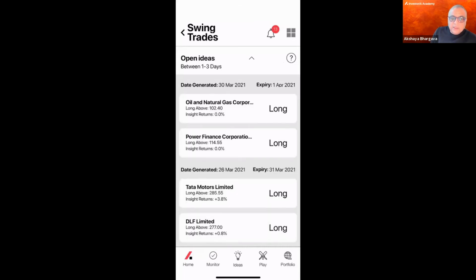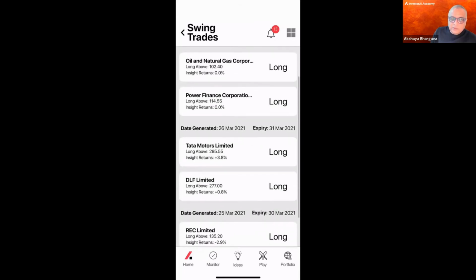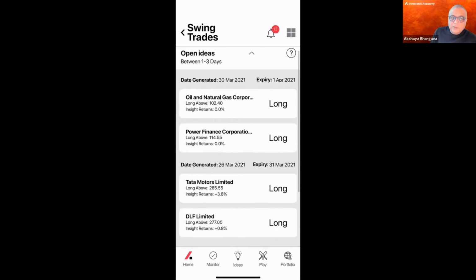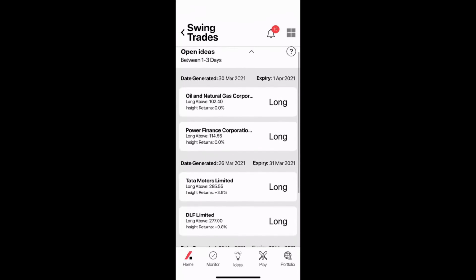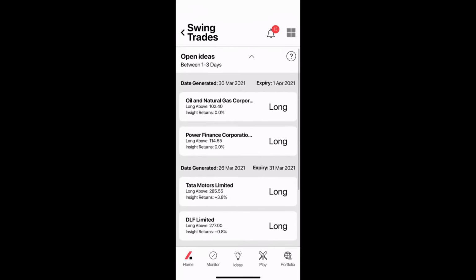It shows you ideas only from the last 2 or 3 days. So 30th March, that can't be right. That is correct, Akshay. The next trading day is Tuesday, so it's applicable from 30th March to 1st April. It's showing for the next Tuesday. Monday is a holiday in the market.